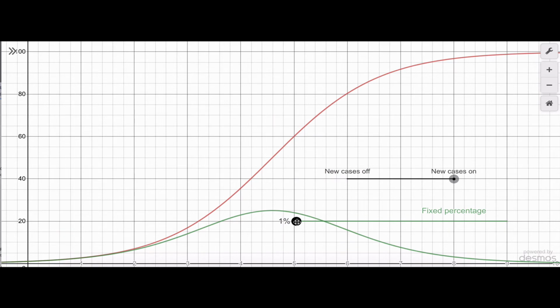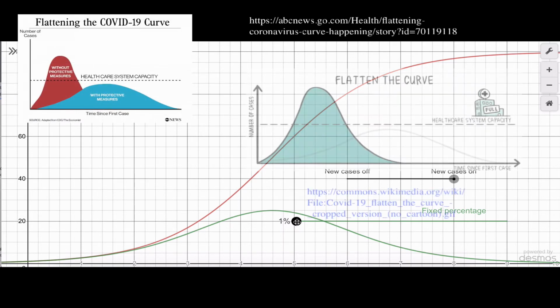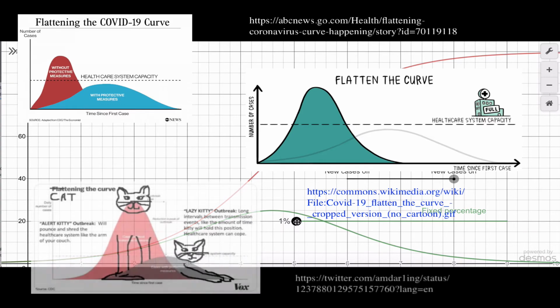You've probably seen this before. This is the type of curve people have talked about when they've talked about flattening the curve, reducing the number of new cases per day so that we don't overwhelm a healthcare system.